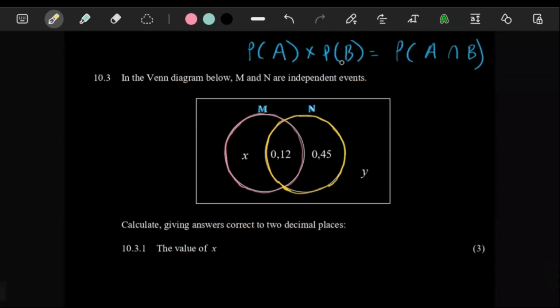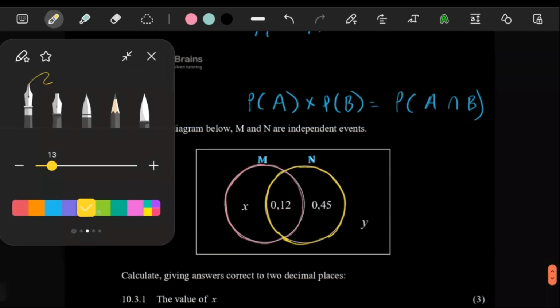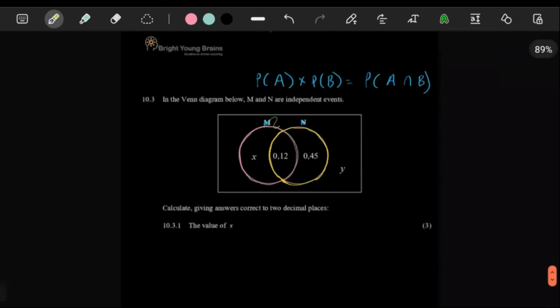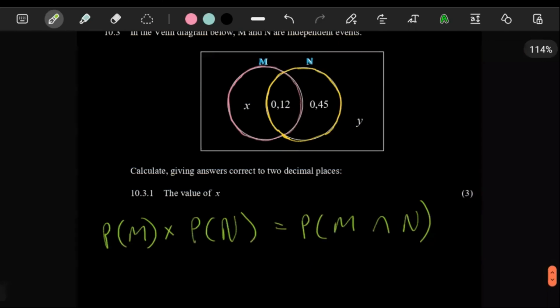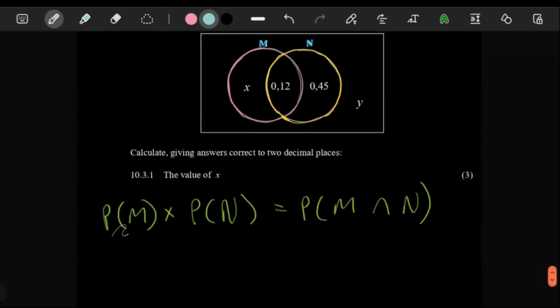The probability of A times the probability of B is equal to the probability of A and B. We can rewrite this using our two events here, event M and event N. So the probability of M multiplied by the probability of N is equal to the probability of M and N. The probability of M is going to be these two put together, which is X plus 0.12.